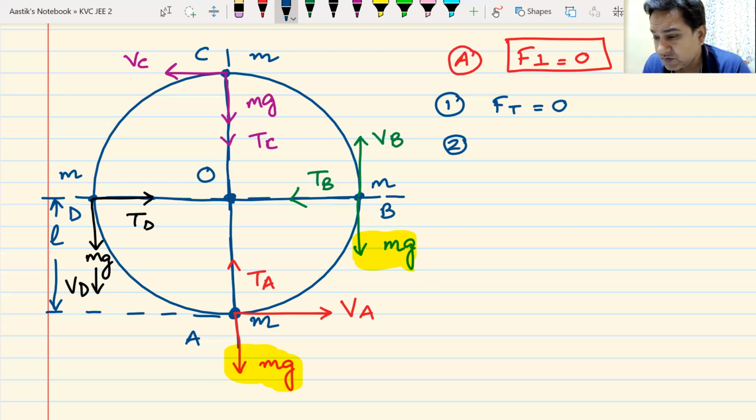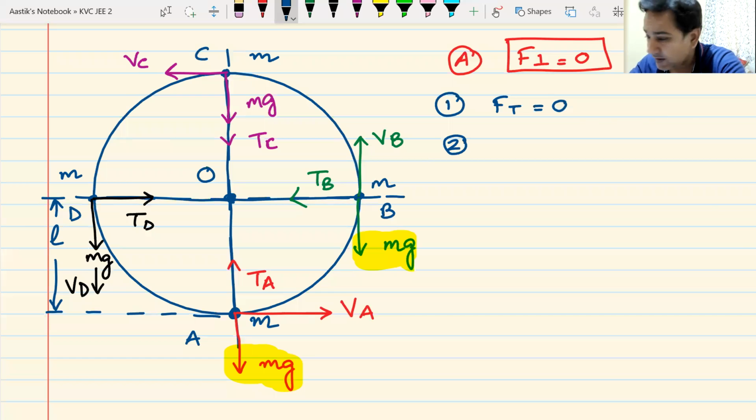You don't know how to make the equation? Centripetal equation towards the center. TA equals VA square by R. What about mg? You forgot an mg. Okay, so the equation will be like this.